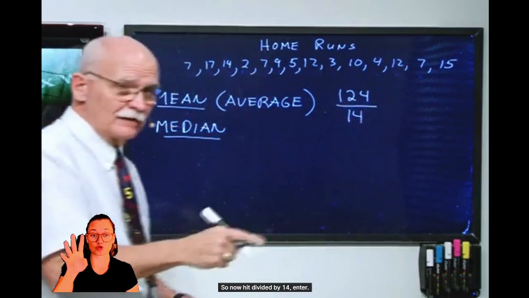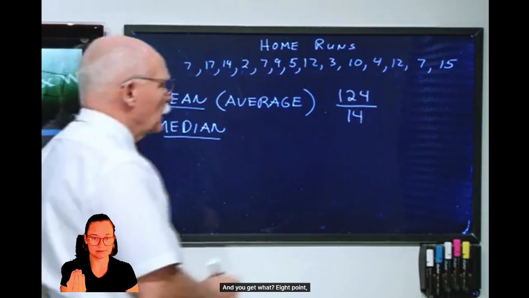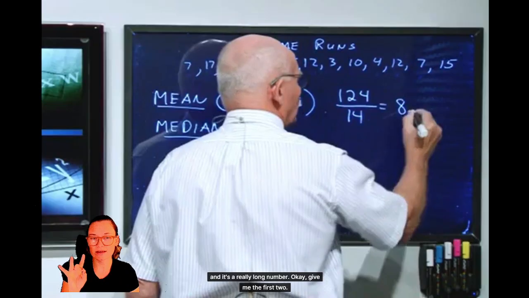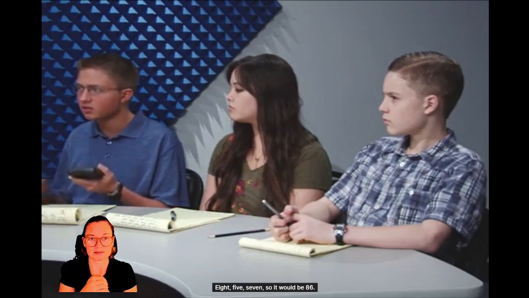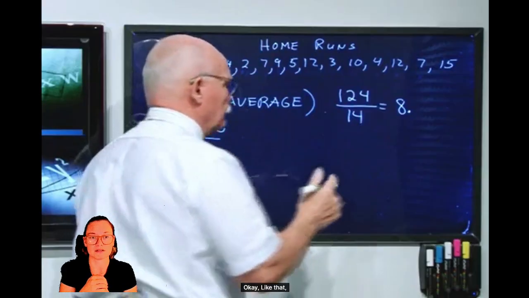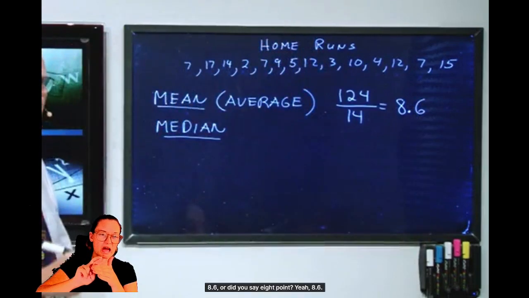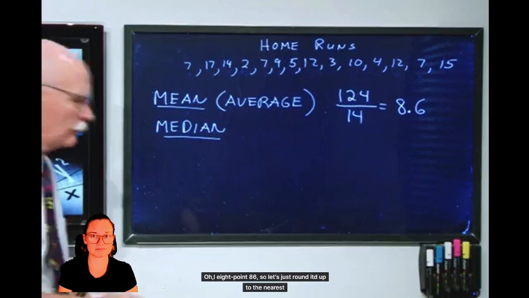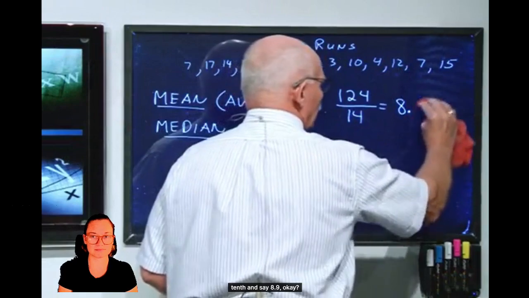So now hit divided by 14, enter, and you get what? 8 point, and it's a really long number. Okay, give me the first 2. 857, so it'd be 86. Like that, 8.6? Or did you say 8 point? Yeah, 8.86. Oh, 8.86. So let's just round it off to the nearest tenth and say 8.9.